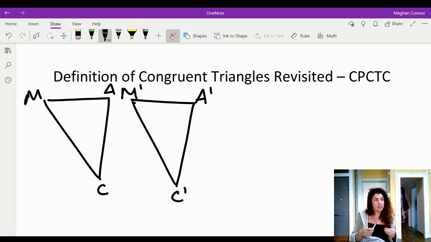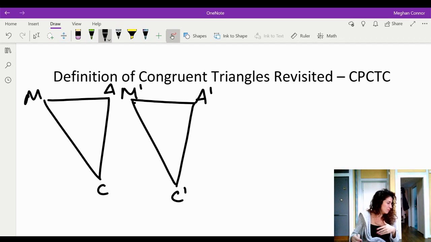Now, what we've learned is there are 5 shortcuts to prove that two triangles are congruent. We don't have to prove every single piece is equal. We only have to prove these 3 things about triangles, and then we can conclude they are congruent. But a lot of times that's not the end point for our proof. We tend to prove that triangles are congruent, and then from there move on and try to prove something else.